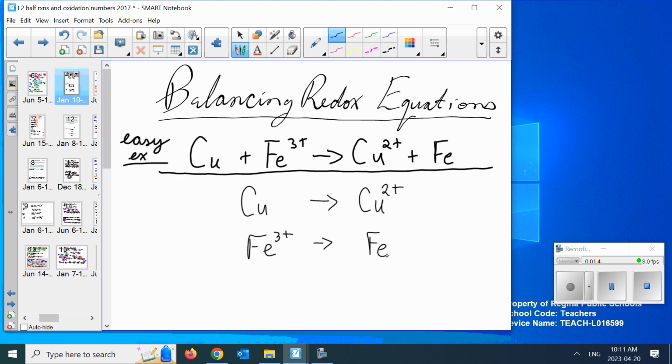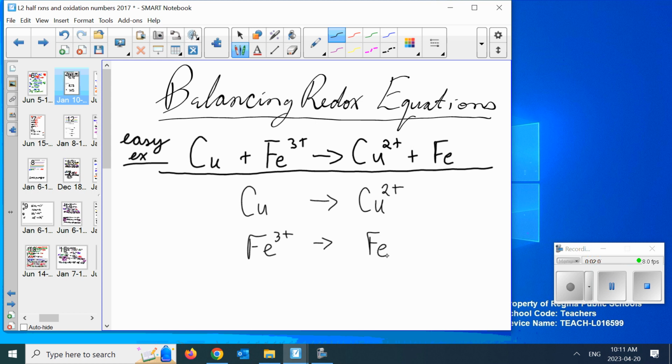There's one copper on the left, one on the right, one iron on the left, one on the right. That's step one. We balance what we can. There's nothing to balance. So we're not worrying about oxygen and hydrogen. Steps 2 and 3, since we don't have oxygen and hydrogen, we skip straight to 4. Balance for charge by adding electrons. So this is the purpose of the easy example.